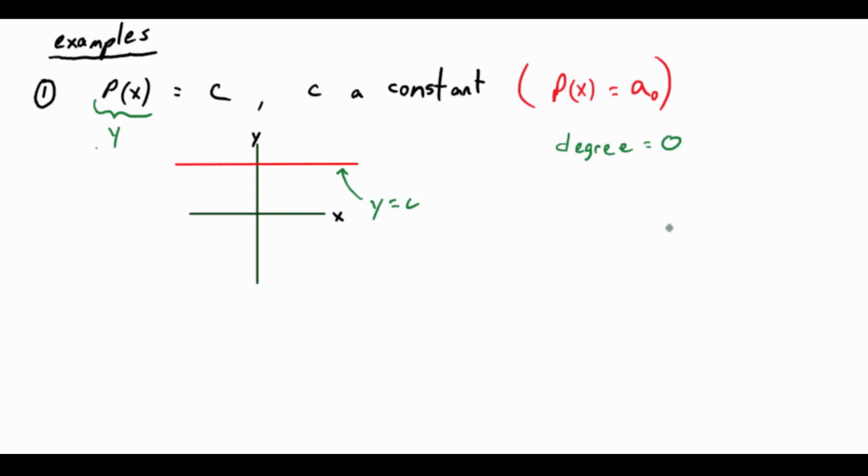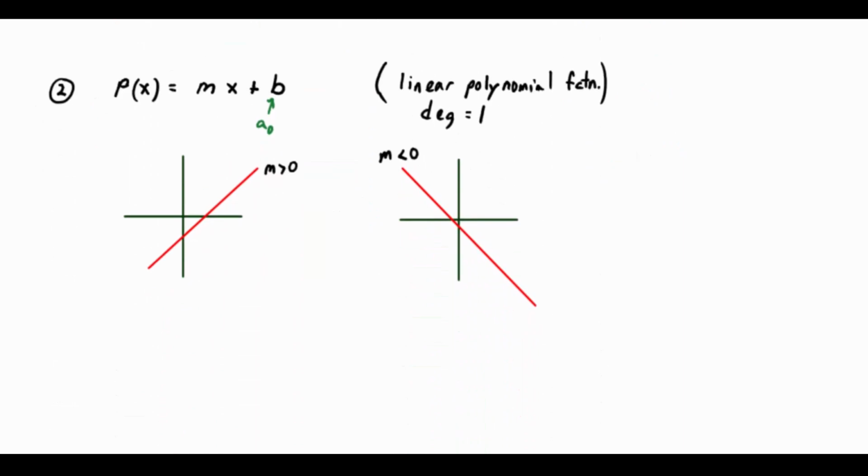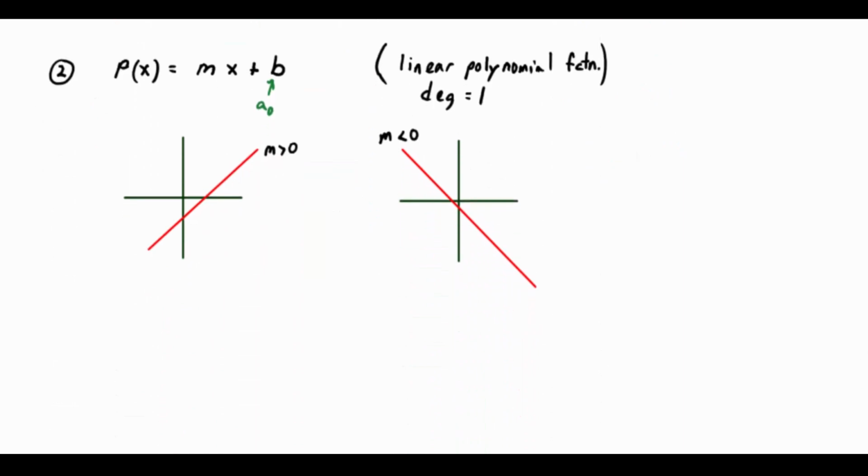So that's probably the simplest example I could think of. The other ones you're familiar with, p of x equals mx plus b. Now, what would the notation be using our fancy looking generic polynomial up above? What's the degree here?